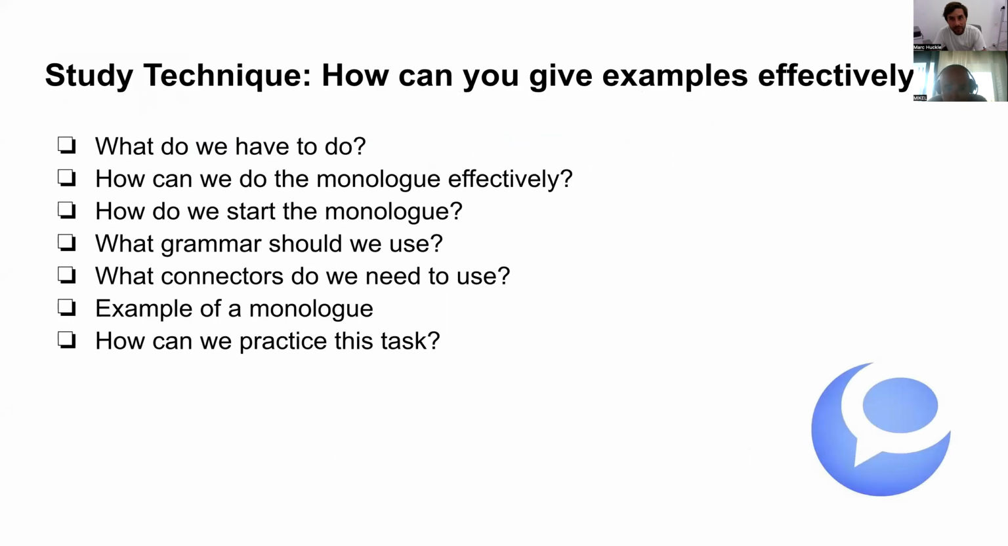How can we give examples of monologues effectively? So what do we have to do to give a monologue? How can we do the monologue effectively? How do we start the monologue? What grammar should we use? What connectors do we need to use? We will look at an example of a monologue, and then we will look at how to practice, okay?